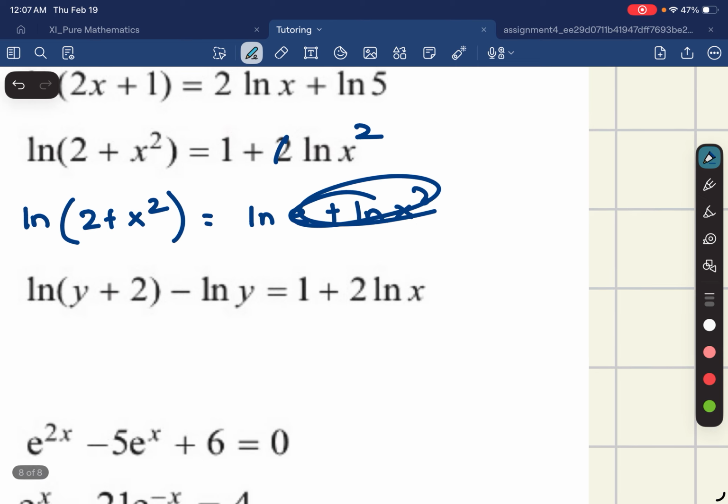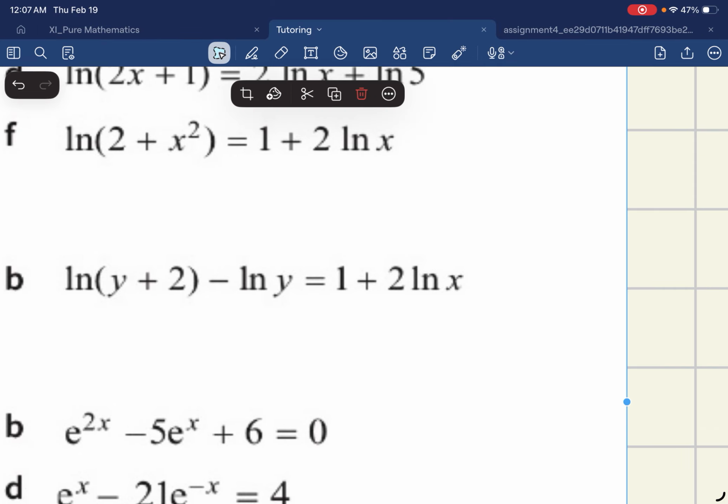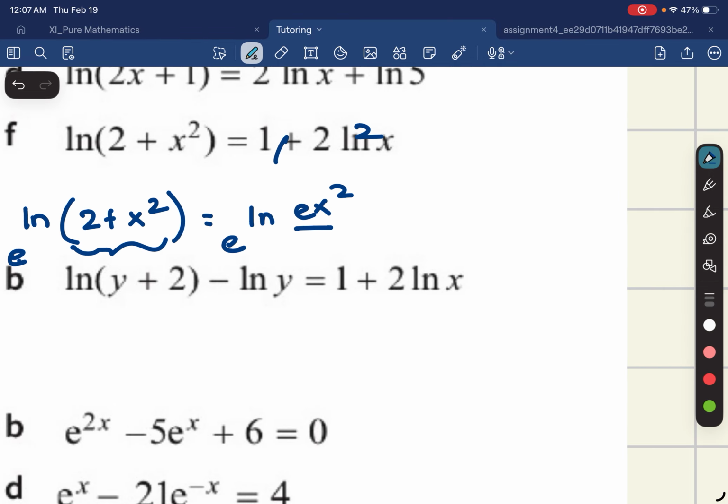And I can combine this. This is just e x². And I can now equate this and this. Or you can think of it as, keeping those as the exponents and having your base as e. So e to this and e to this gives me e x² is equal to 2 plus x².